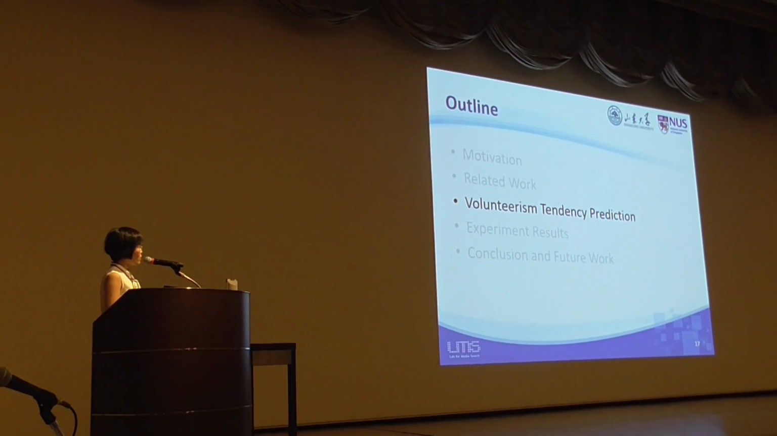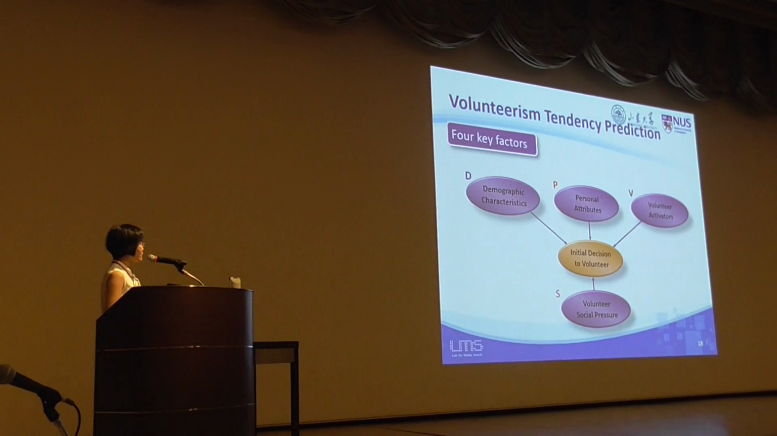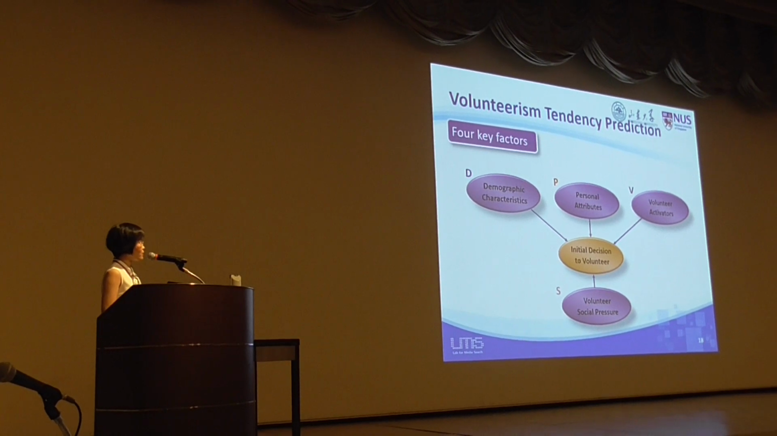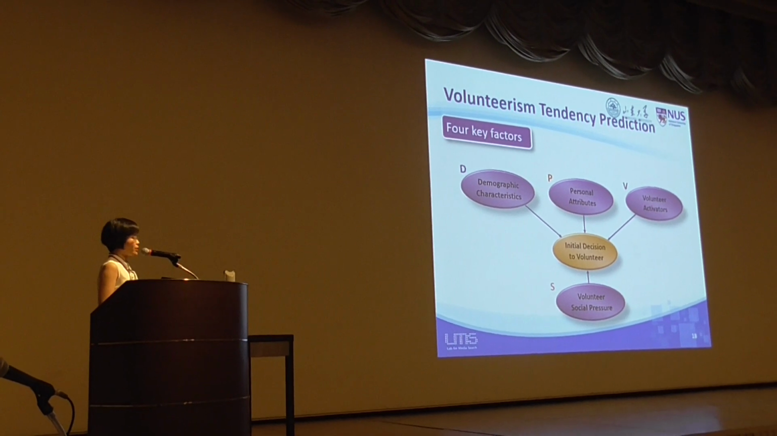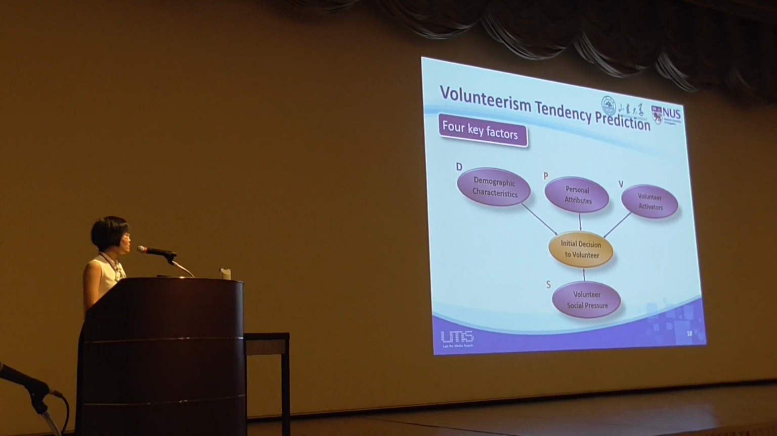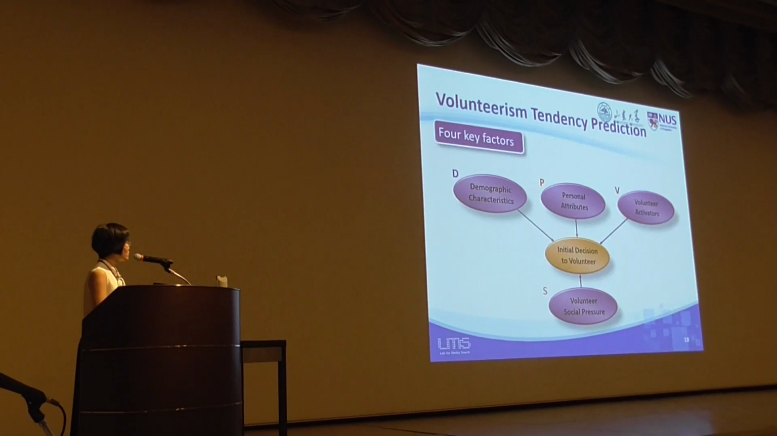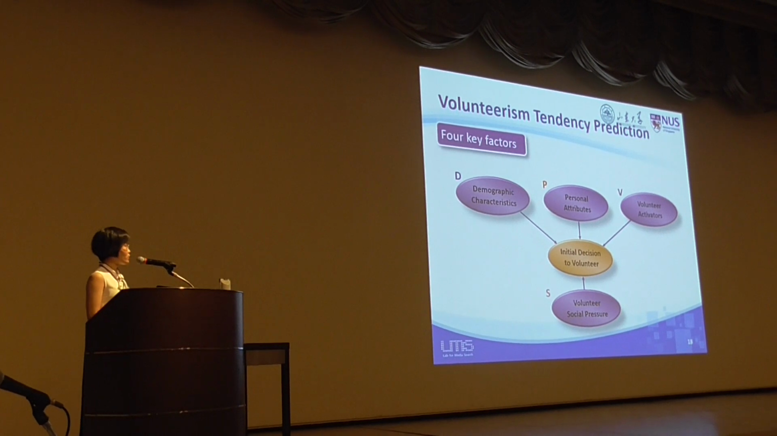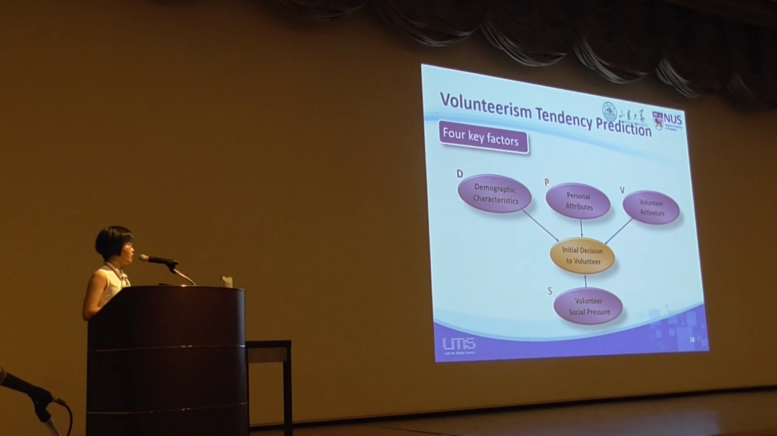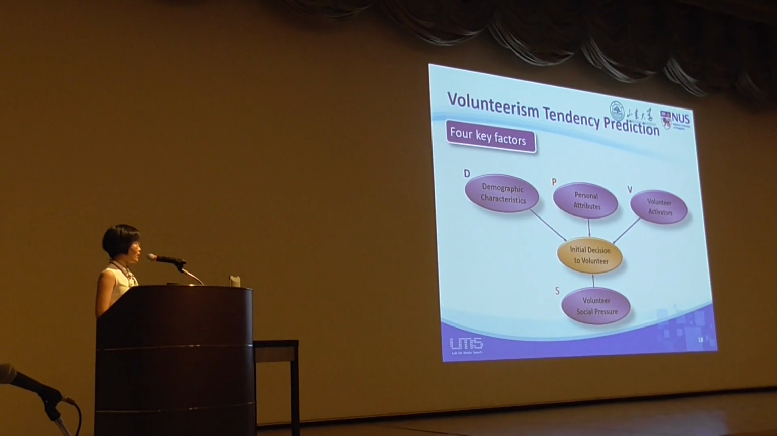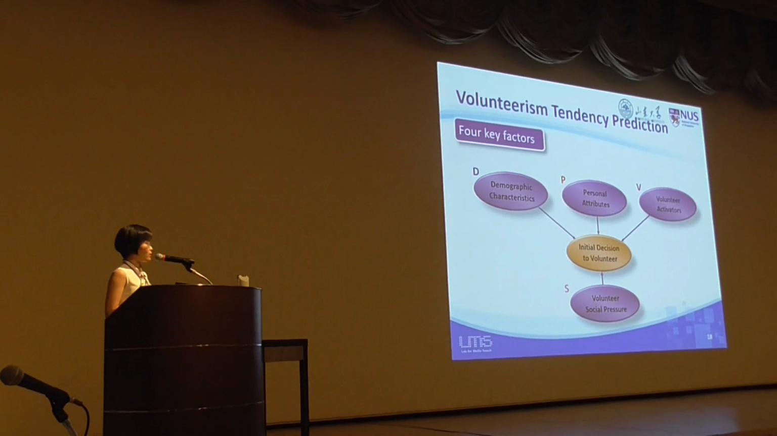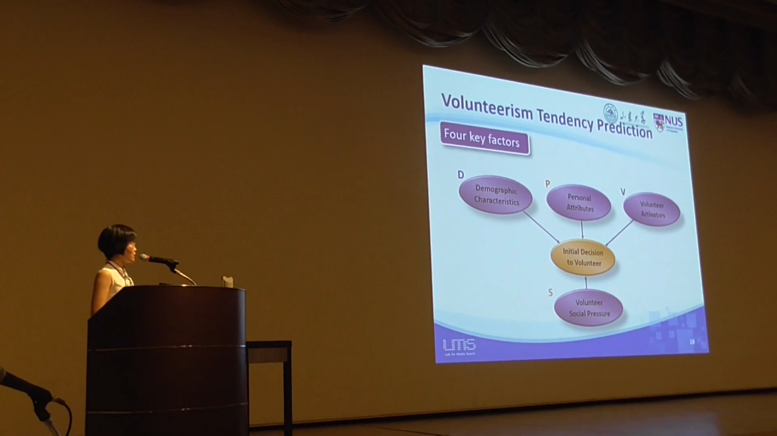So next is our work on the volunteerism tendency prediction. Remember, I just mentioned the 4 key factors that affect users' voluntary decision. The factors include the demographic characteristics. This is the most common characteristics, because literature shows that education level or the income level may affect one's decision to be a volunteer. Second one is the personal attributes. This mainly refers to the personality traits. So the personality traits can affect one's decision.